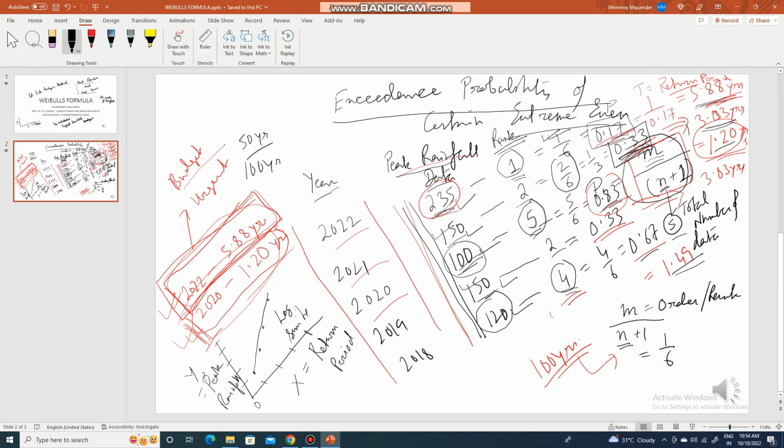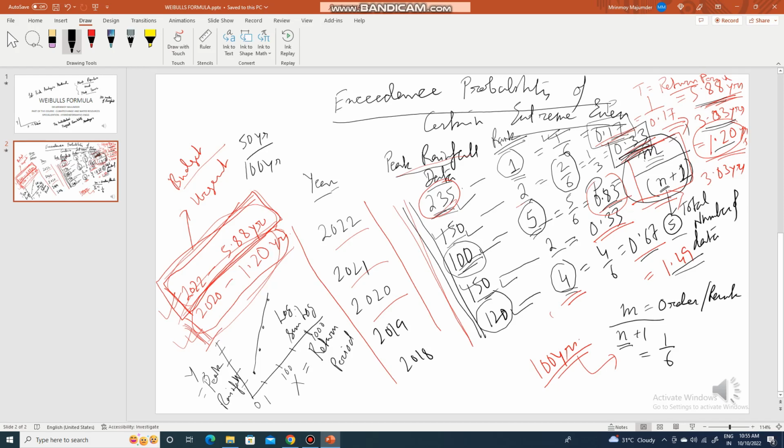We have to use a log or semi-log paper because this axis will be in a scale of 100 and 1000, as the magnitude of return period is very small compared to the magnitude of the peak rainfalls generally. So that is why this x-axis is in logarithmic base, and this is normal base. So this way you have calculated the exceedance probability with the help of Weibull's method.